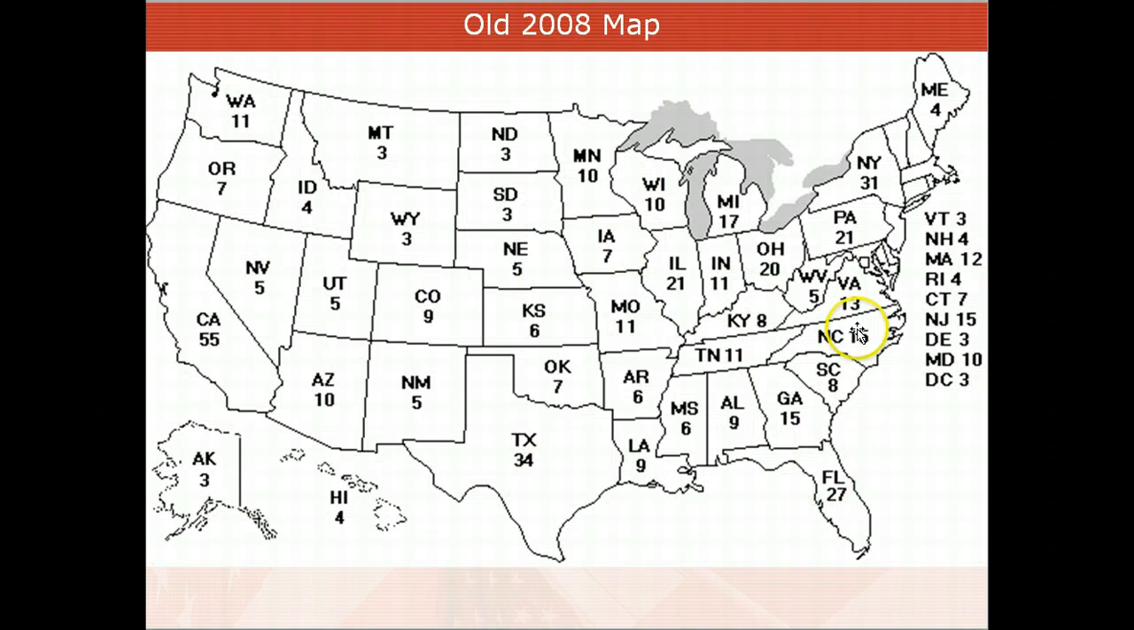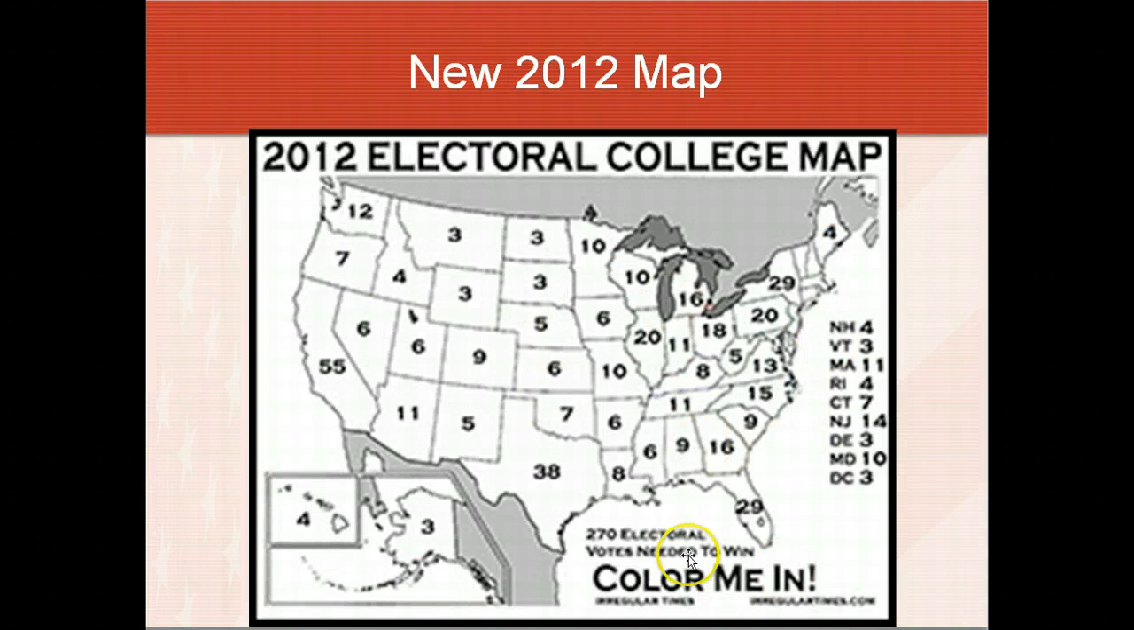And here was the old map of the Electoral College from the old census, but now we have a new map, the 2012 Electoral College map, the largest states being California, Texas, and New York. The smallest number a state can have is 3. Indiana falls somewhere in the middle, maybe lower middle, with 11.